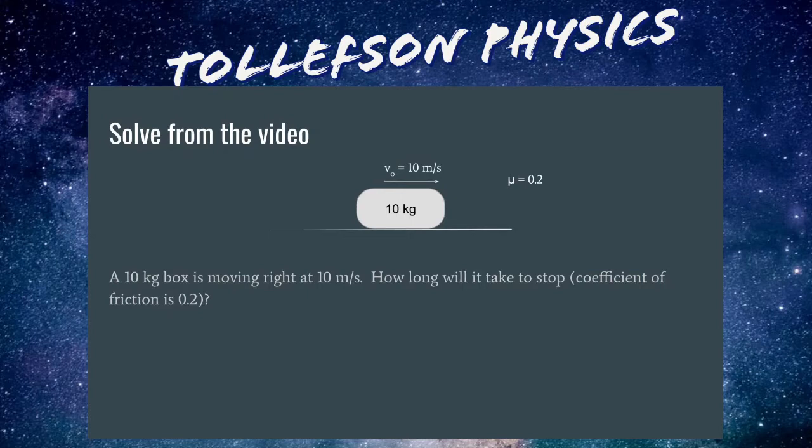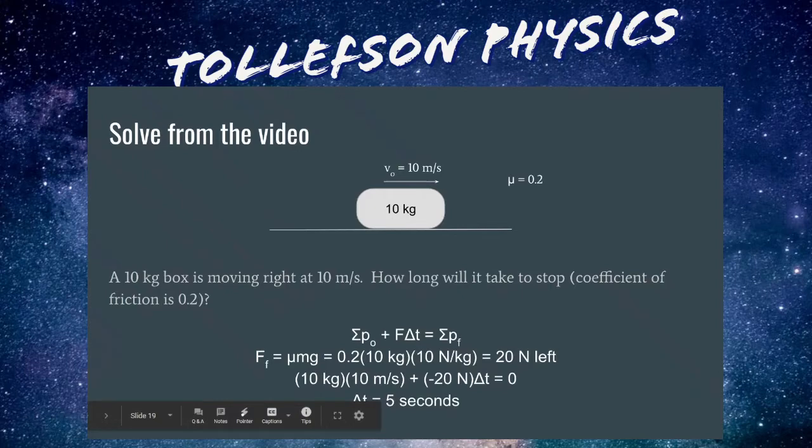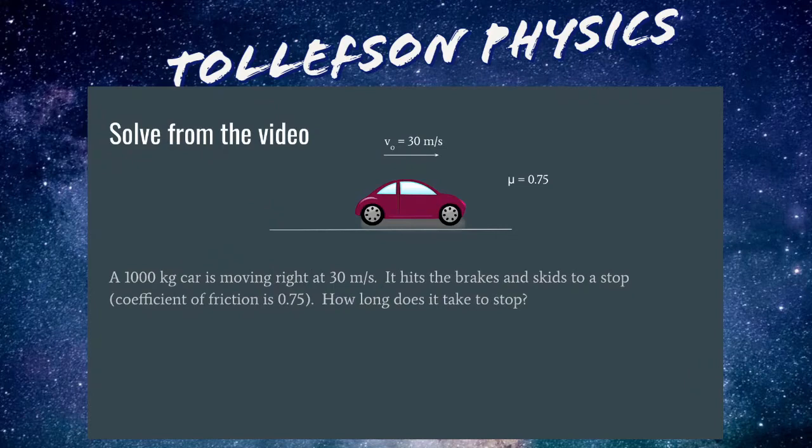All right, the best way to learn physics is to do physics. So here's the problem that we did in the video. You give it another try without looking back, hit pause, and then unpause when you're ready to see the solution. All right, so here's the solution. You can always go back to the video to see how we did this. The ultimate solution was 5 seconds. So now it's your turn to try.